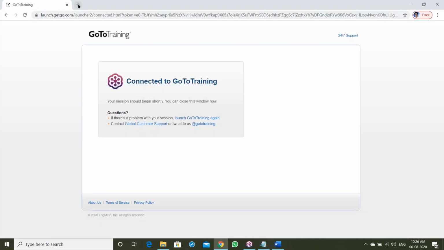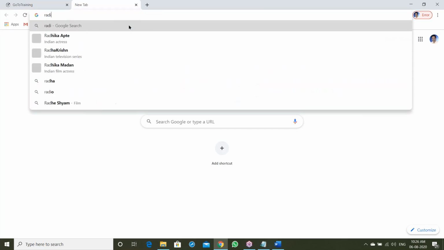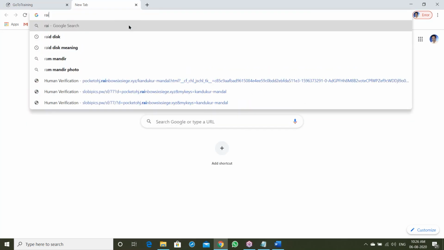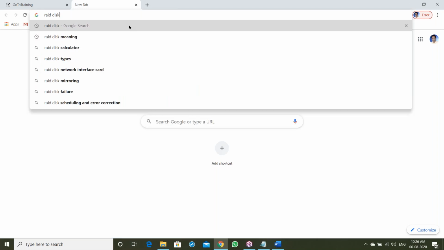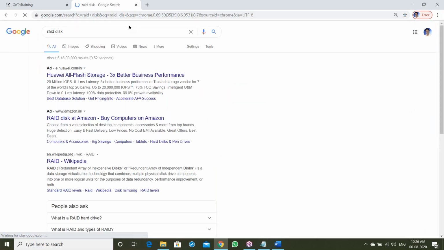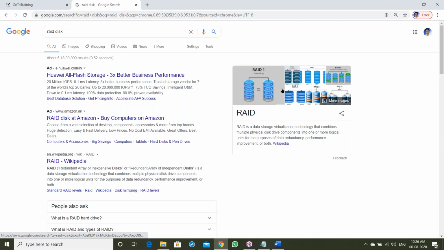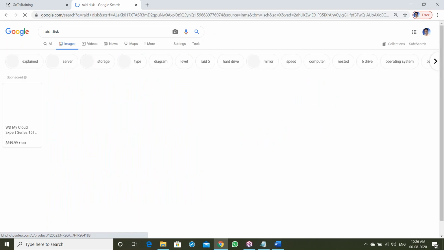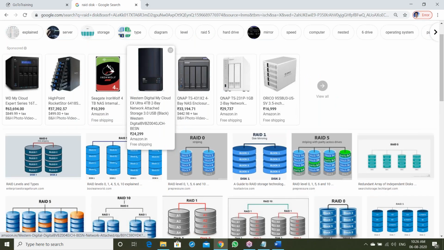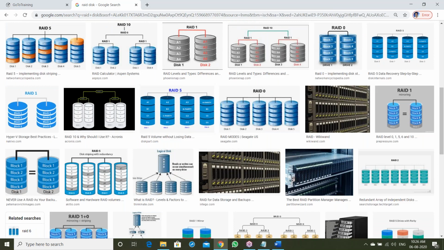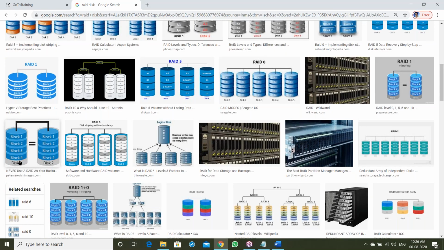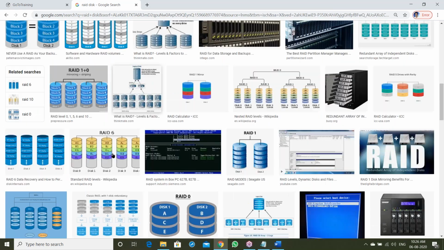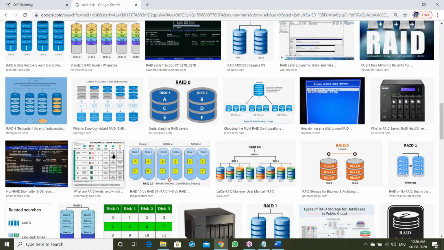This is a RAID disk, the storage. In a RAID disk, disk 1 has block 1, block 2, block 3, block 4, like this. Disk 2 also has block 1, block 2, block 3, block 4, like this.